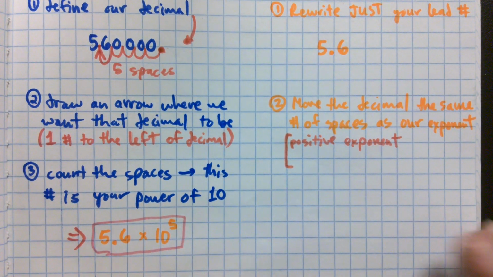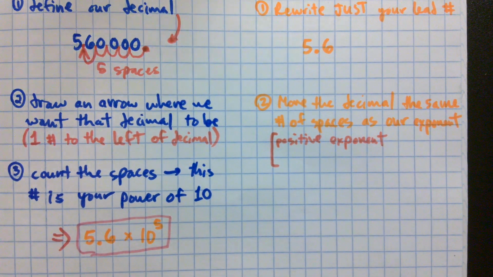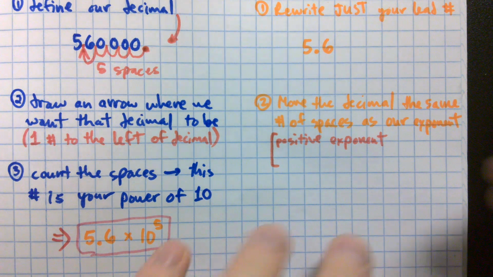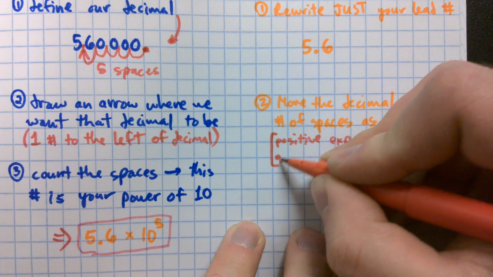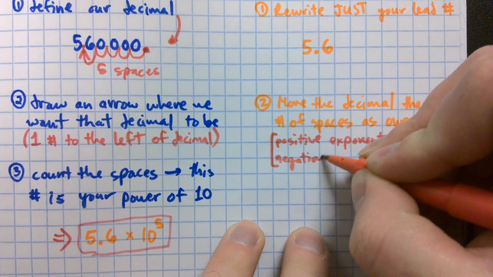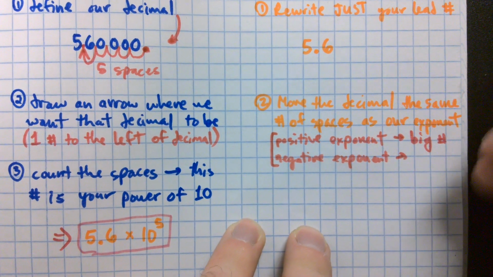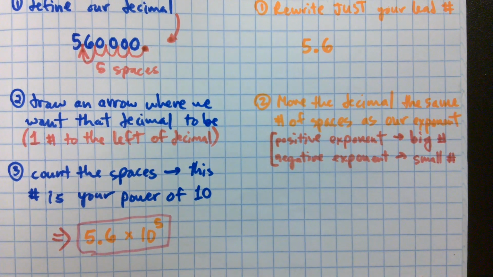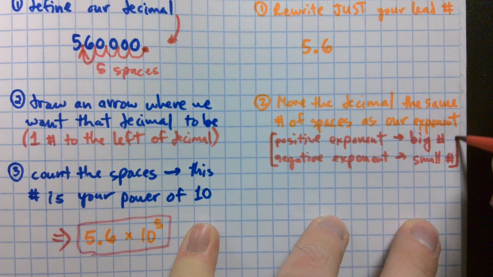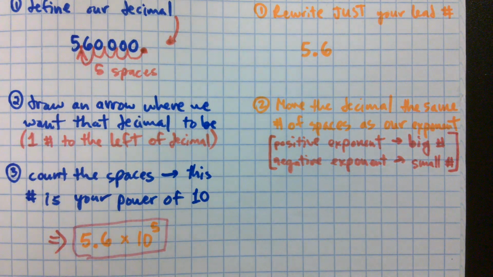if we have a positive exponent on our power of 10, do we have a really large number or a really small number? Large. Good. We remember. I'm going to write big number. And if we have a negative exponent, what type of number do we have there? Really small. Positive exponent, we got to make a big number. Negative exponent, we got to make a small number.